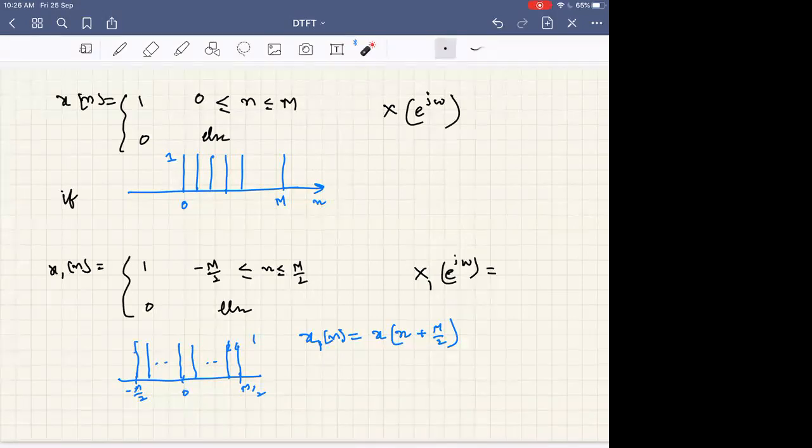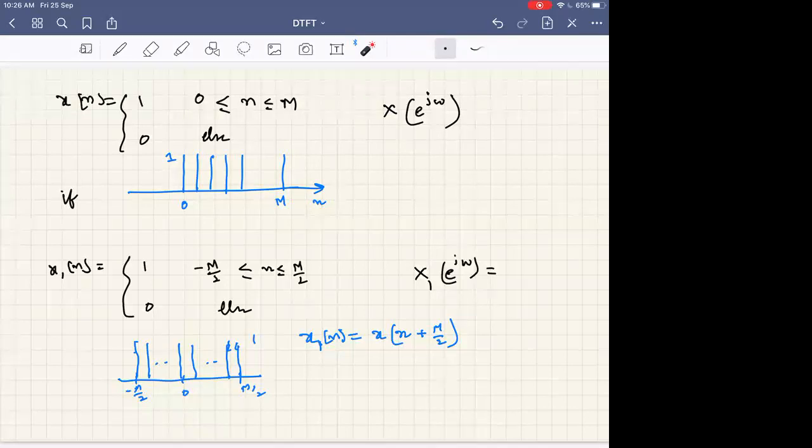So now if x of e power j omega is given, how do I write x1 of e power j omega? Can one of you tell? Pradeep or Manmeet, what is this in terms of x of e power j omega?